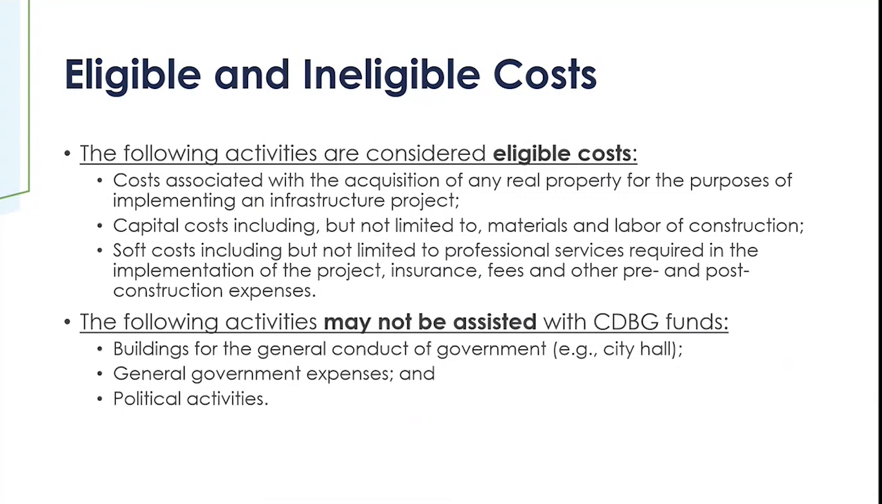Okay, eligible costs also include soft costs. So those are, generally, any indirect costs that are required for the implementation of the program, but are not directly related to construction or material. So these can include professional services, insurance, fees, and any other pre- and post-construction expenses. Okay, and then generally speaking, activities that are ineligible would involve any activities that are related to buildings for the general conduct of government, for example, any improvements to a city hall, any general government expenses, and any political activities.